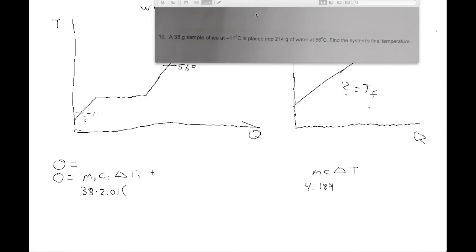Let me give you a little help on this problem. So let's see here. What are you predicting about the final temperature? It's going to be in between negative 11 and 56 degrees. Right. What are you predicting as to the final phase?